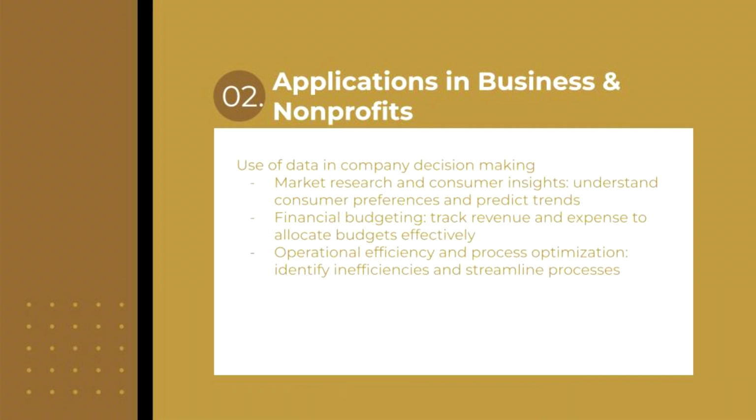And then the last way is operational efficiency and process optimization. So data helps identify inefficiencies and streamline processes. And one relevant example may be a manufacturing company uses predictive analytics to reduce equipment downtime. So this allows them to just save more money, but also just not use the equipment for as much as they thought they would need.